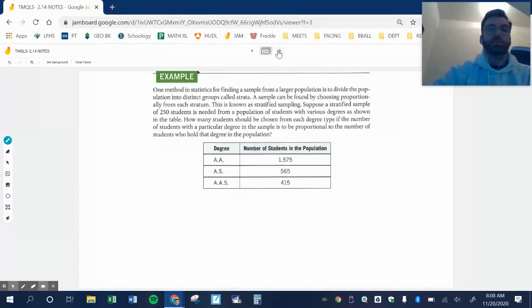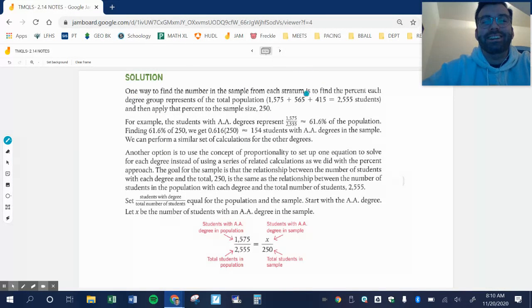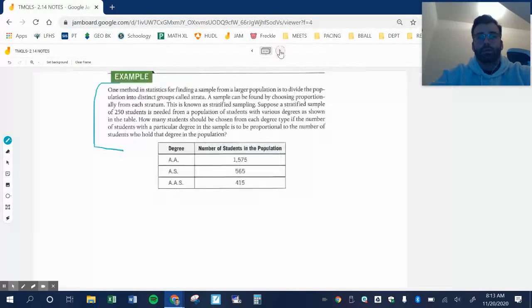All right, so here's our first example. They give us a solution for this one. Go ahead and read this to yourself. Go for it. Yeah, so let's keep going. It would probably be helpful if I read the problem again too. We're talking about the number of students in the population with varying degrees. A stratified sample of 250 students is needed. So we want to set up some proportions here.